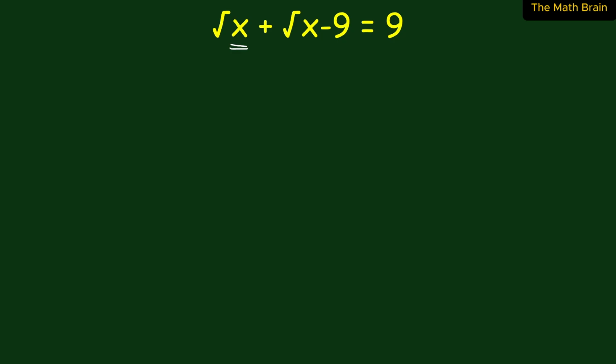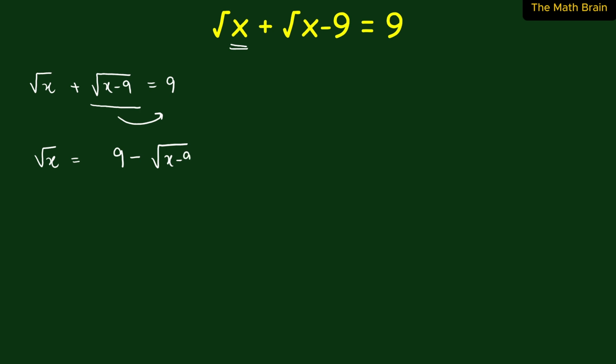So previously we squared both sides, but now we will write x plus under root x minus 9 is equal to 9. We will take this √(x − 9) to the right hand side and we are left with √x on the left hand side and 9 minus √(x − 9) on the right hand side.